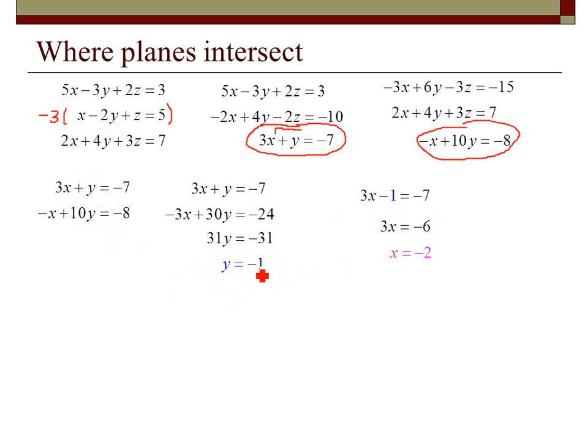Now I know what x is, I know what y is. Now I've got to figure out what z is. So I'm just going to plug it into the middle equation here. And I could have plugged it into any of the equations. So I've got -2 minus 2 times -1 plus z is equal to 5. -2 plus 2 gives me 0, plus z equals 5, so therefore z equals 5. So that means the planes intersect at the point -2, -1, 5.